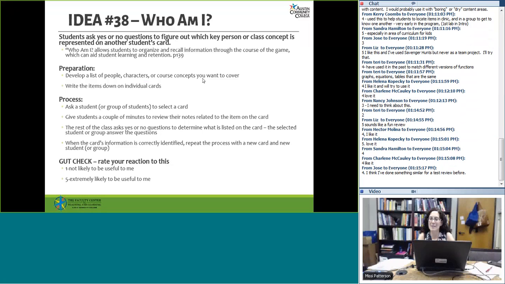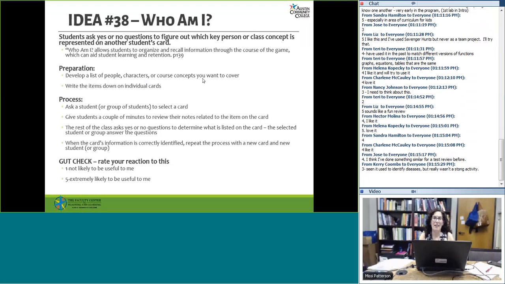Jose says he's done something similar for a test review before. Yeah, because it can be just a fact. It can be a specific type of math problem. So someone could say, does it involve the quadratic equation? Does it have negative numbers, whatever. Carrie says he's seen it used to identify disease, but it wasn't a really strong activity. So maybe trying with a different kind of aspect of that tech might be more valuable. Okay.